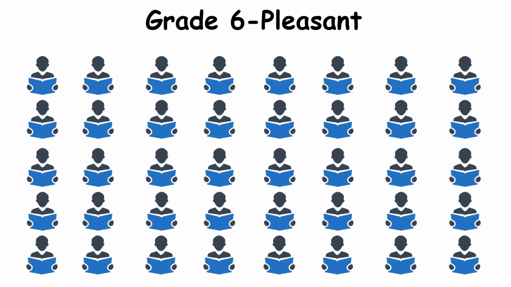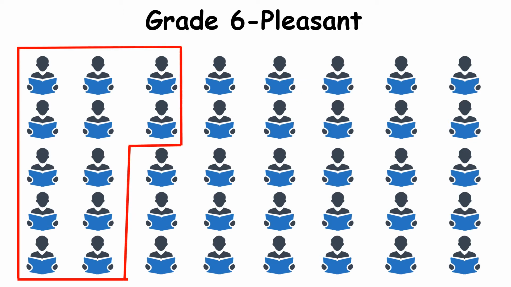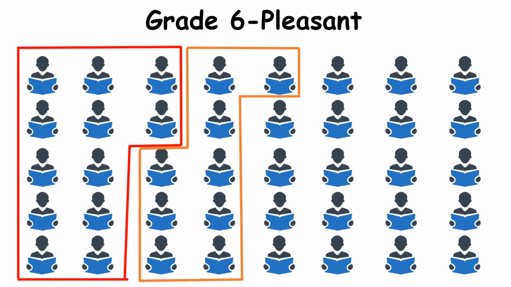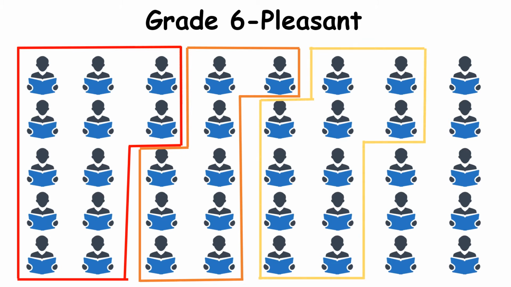Assume that we already gathered the data from the students. There were 12 students who like science the most. How many students like science? 12, correct. There were 9 students who preferred math. How many students like math? 9, correct. There were 11 students who chose English.